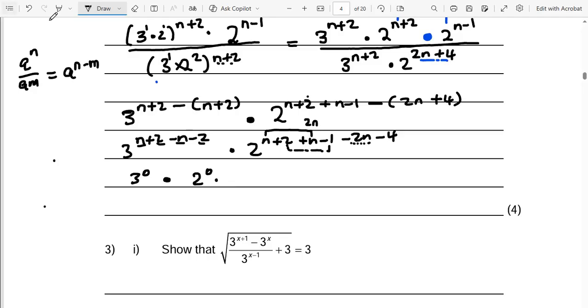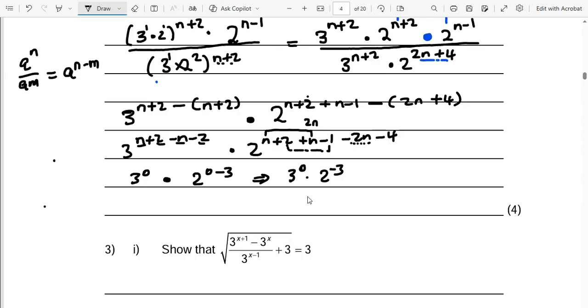No, let's not say times. It's 2 to the 0. Then we're going to say 2 minus 1 minus 4, which gives us minus 3. So this will be minus 3. So what I'm trying to say, this is 3 to the 0 times 2 to the power minus 3.